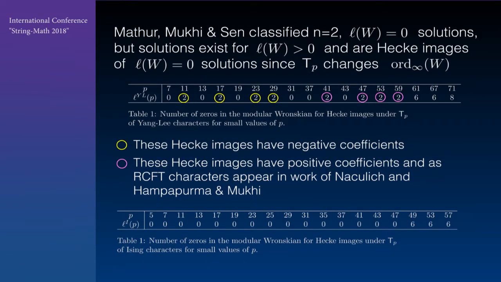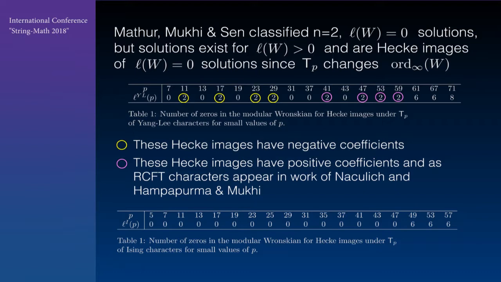So they classified the n equals 2 theories where the modular Wronskian has no zeros. But there are solutions where you let the modular Wronskian have zeros. Those were investigated in a paper by Naculich and a more recent paper by Hampapura and Mukhi.